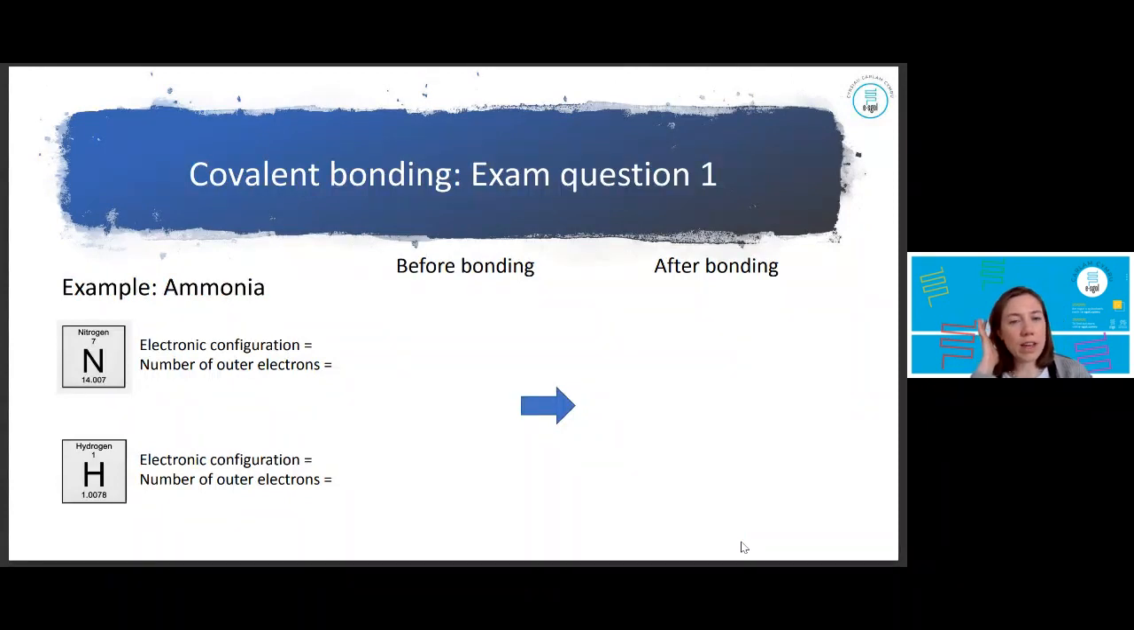So let's have a go with another example then. This is ammonia, and ammonia contains nitrogen and hydrogen. I'll give you just under a minute to have a look, pull the information out, the electronic configuration, number of outer electrons and so on, and let's see if you can show me the bonding diagram for ammonia.